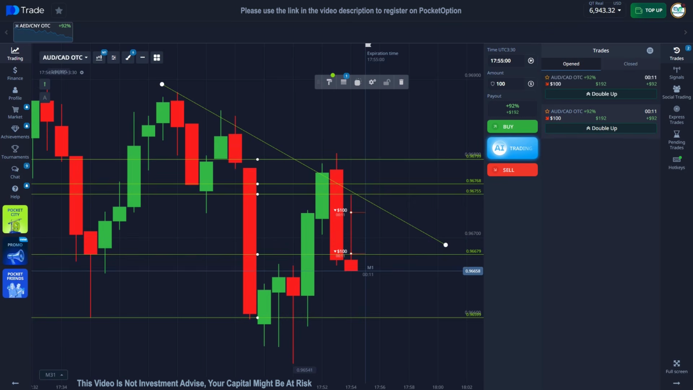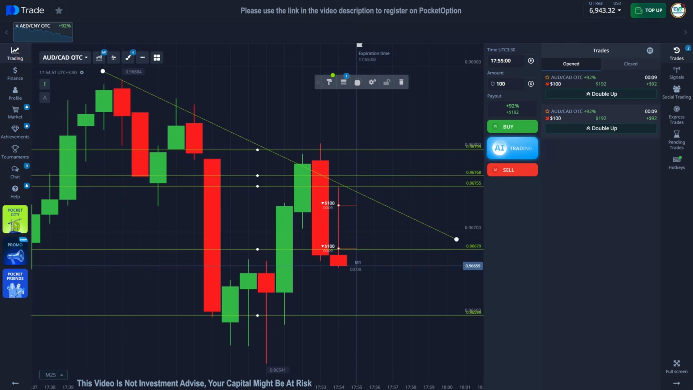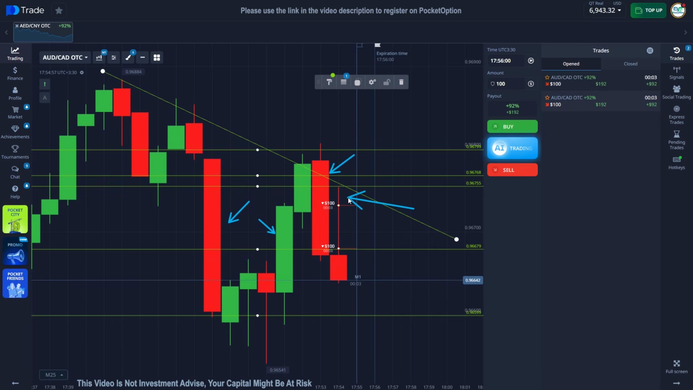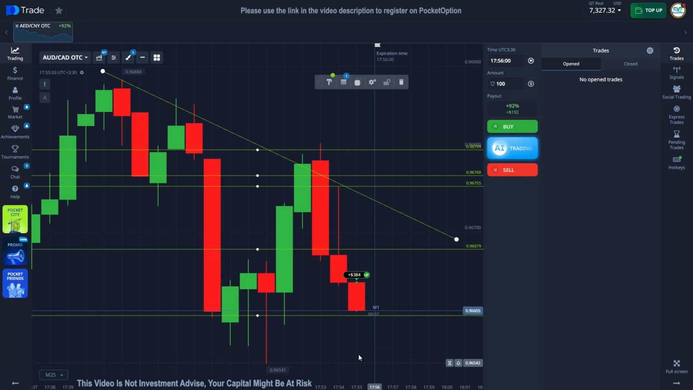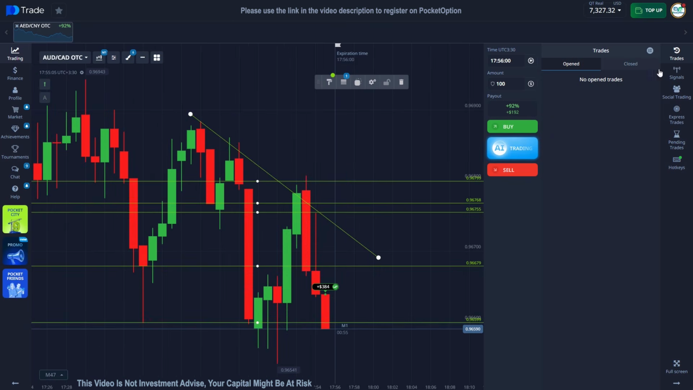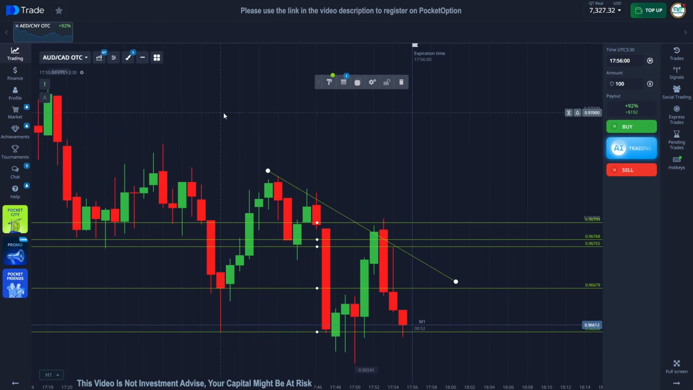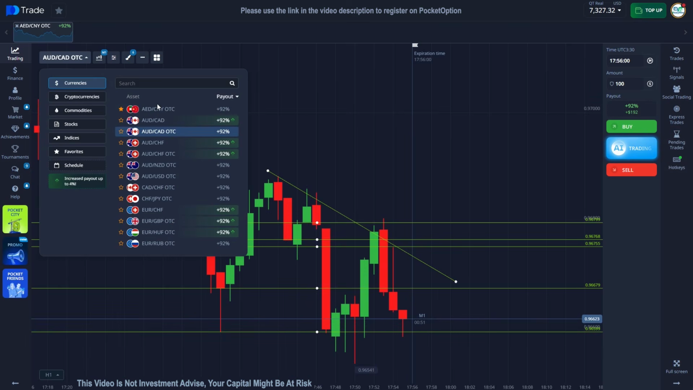Don't forget that our chart consists of large candles or candles with small bodies and large shadows, which means that the market is volatile and risky. Okay, I'm searching a little to find a more suitable and calm chart.